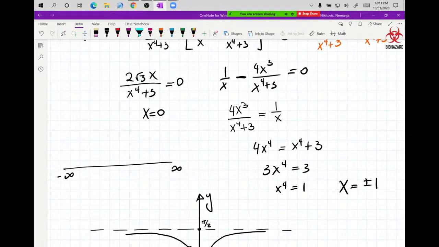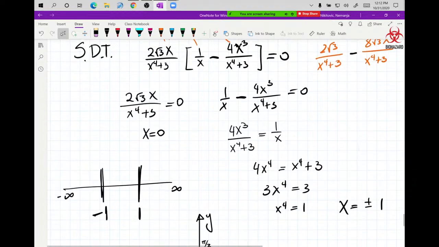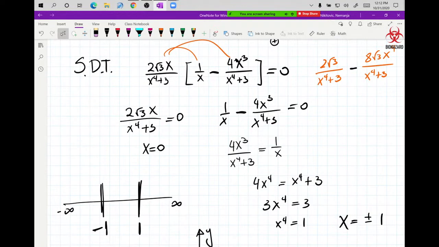So my partition is not at 0. My partitions are at, I mean, you can put 0 as well, but that's a minimum, -1 and +1. There they are. Okay, good. You see, you can see that you did something wrong all the way when you get down to the graph, and then you have to start from scratch. So yeah, such is life. All right, so now my test points are -2, 0, and 2, and we plug those back into the problem.